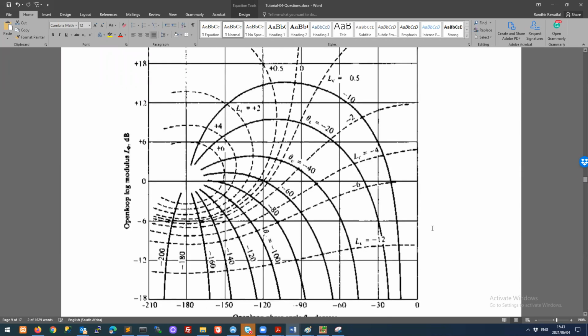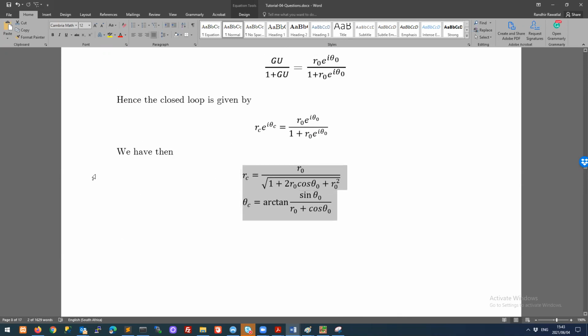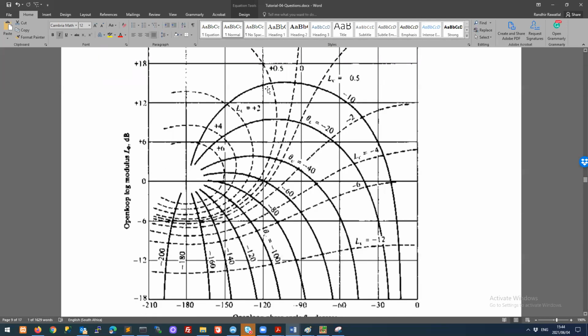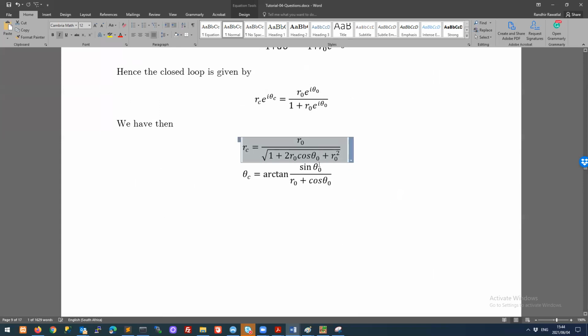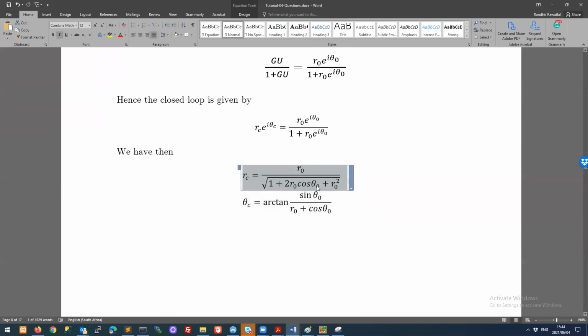So on a chart like this, if we are plotting the open loop values on X and Y, then we can work out R, let's do all the magnitudes first. We just stick in the values of R and theta. Let's say at this point there's an open loop of maybe 16, or maybe 15, so plus 15 for L, and minus 100 for theta. You stick R equals 16 and theta equals minus 100 in here, and that gives you a value for R.